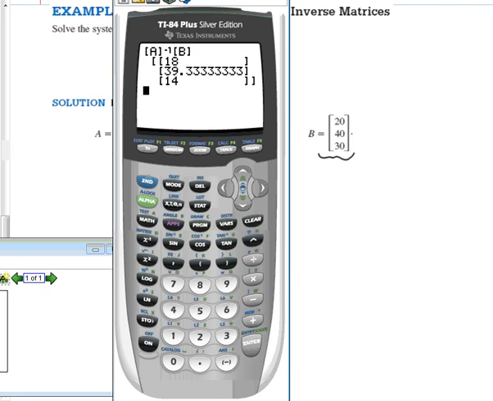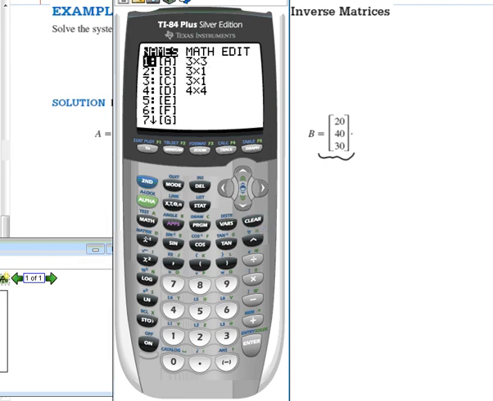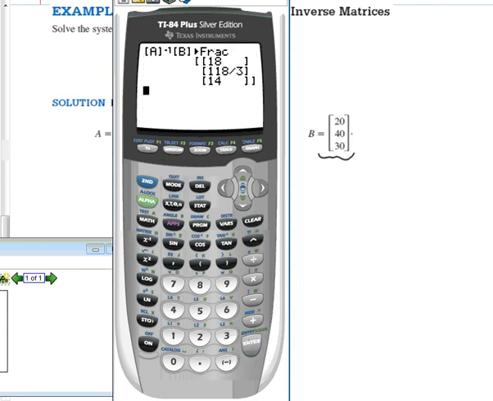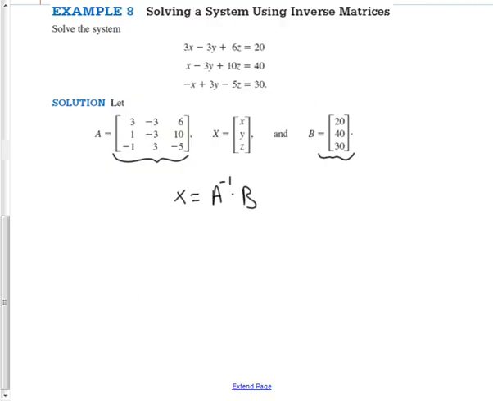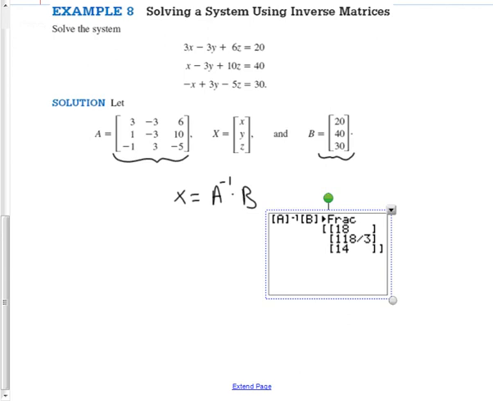Let me do it again. Second matrix, clear it all off. We're going to take matrix A, the inverse, matrix B, and I'm going to go to the math and say, write my answer as fractions. There we go. We have the answer, x, y, and z. X is 18, y is 118 thirds, and z is 14.